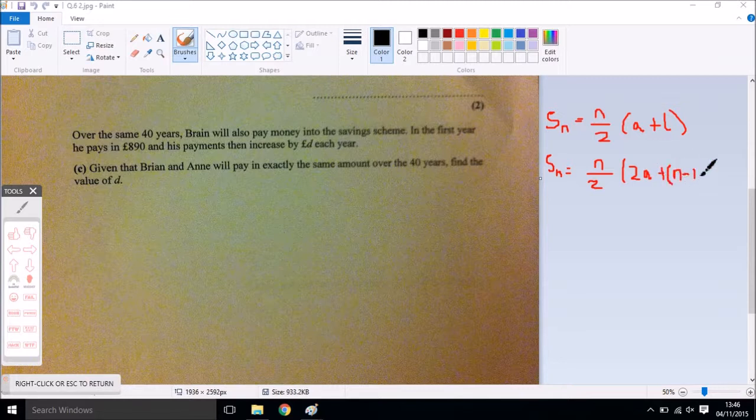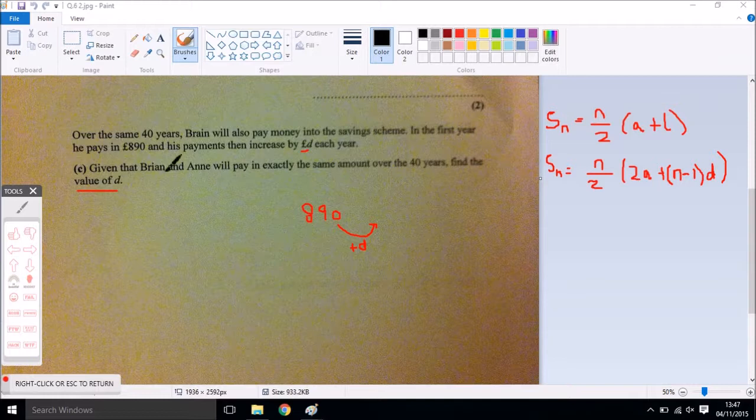N minus 1 multiplied by d. Okay, so going back to Brian's sequence, it looks something like this. We don't know what the common difference is, but it will follow this rule. You have 890 as the first term, and then you're adding d each time. To get to the next term, you add d, and obviously we don't know what that next term is going to be because we don't know what d is, but this is what we're going to find in this question, to find d.